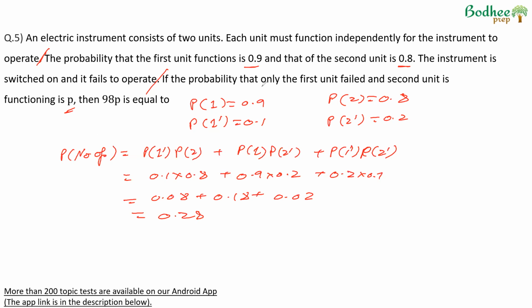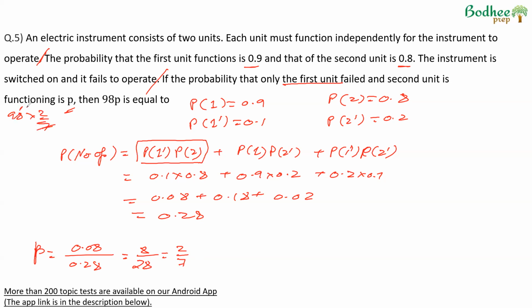Now it says the operation did not happen because only the first unit failed. So we are looking at this case. Only the first unit failed, the second was working. So the probability of this happening would be 0.08 upon 0.28 or 8 by 28, divided by 4, 2 by 7. This becomes the value of P. We have to find the value of 98P. So 98 into 2 by 7, 7 14s are 98, and therefore the required answer becomes 28.